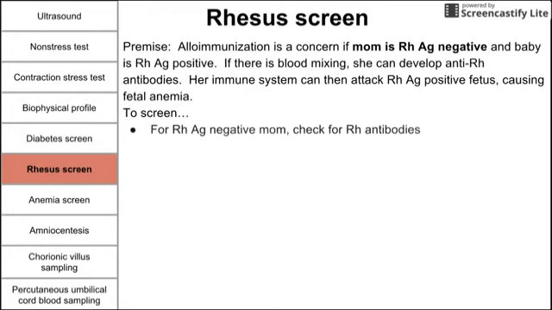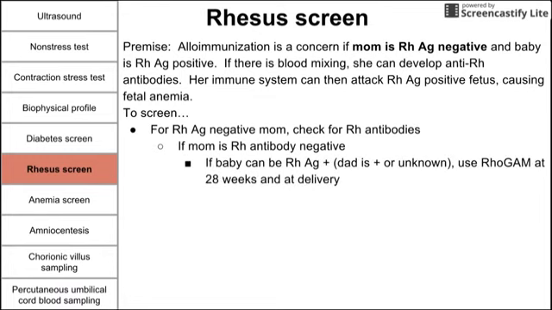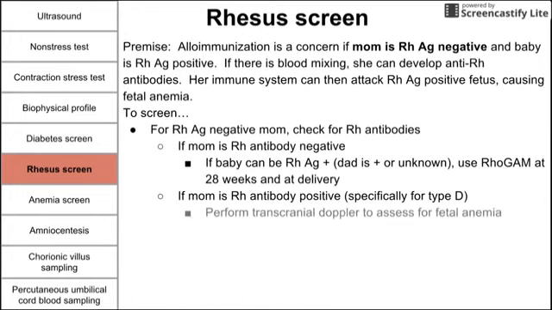To screen mom, you first want to make sure that mom is Rh antigen negative. Otherwise, you don't need to do this screen. And you check for Rh antibodies. If mom is Rh antibody negative, baby can potentially be Rh antigen positive if dad is Rh antigen positive or unknown. And if that's the case, then you want to use RhoGAM both at 28 weeks of gestation and at delivery.